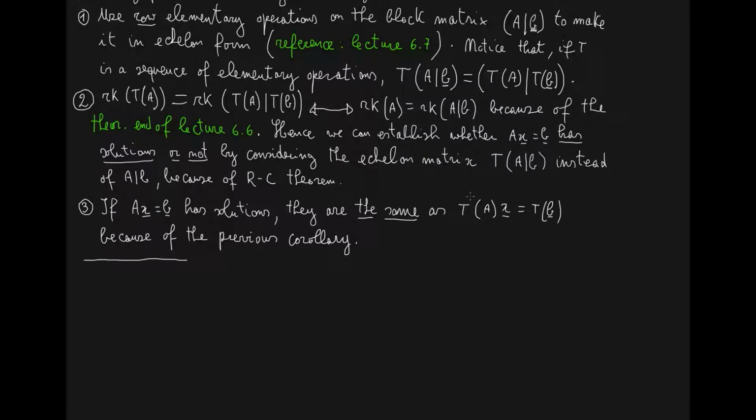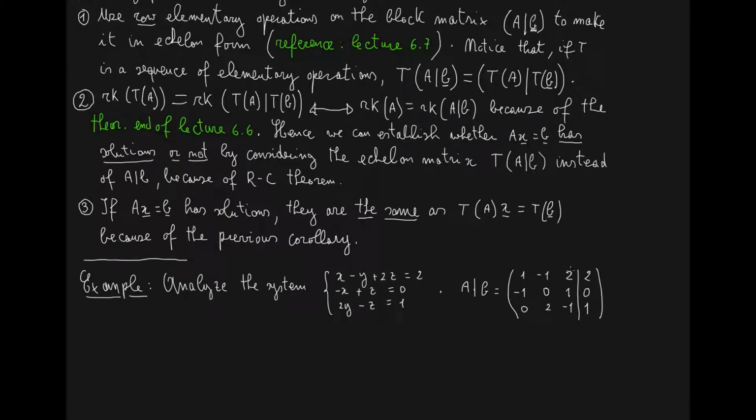I can just take the reduced matrices, go back to the associated system of linear equations, and continue from that. Okay, let's see an explicit example of this. For example, let's start from the following system: x minus y plus 2z equals 2, minus x plus z equals 0, and 2y minus z equals 1.